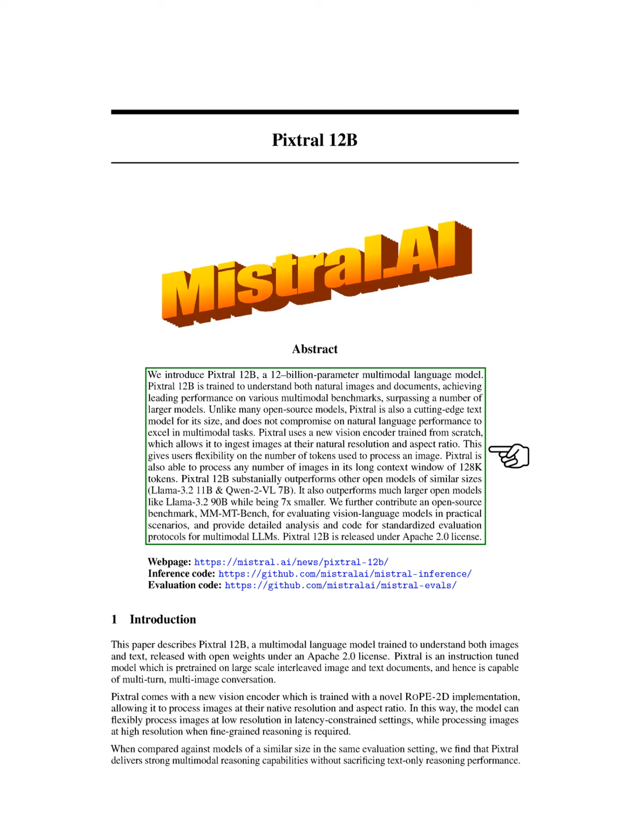We developed a new vision encoder from scratch, enabling the model to process images at their original resolution and aspect ratio. This flexibility allows us to adjust the number of tokens used for image processing. Additionally, Pixtral can handle any number of images within its long context window of 128,000 tokens.